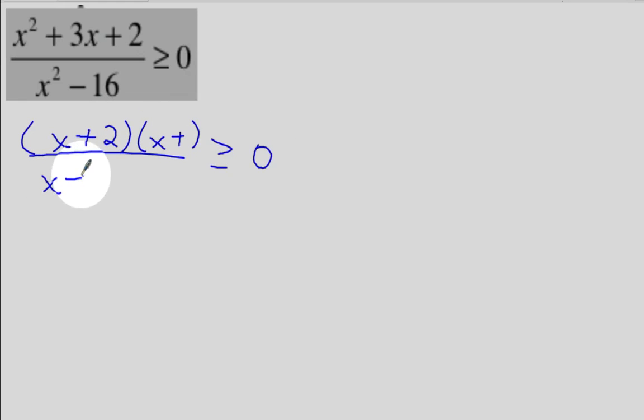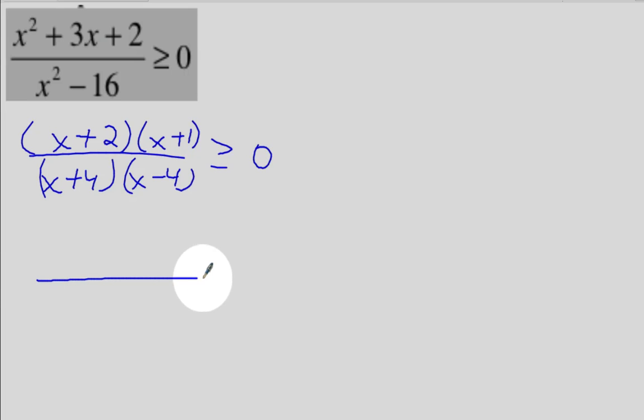This podcast is going to be on solving rational inequalities graphically and using algebra. So we'll start with the algebraic approach and always first factor. So we can see this becomes the top and bottom, x plus 2, x plus 1, and x plus 4, x minus 4.